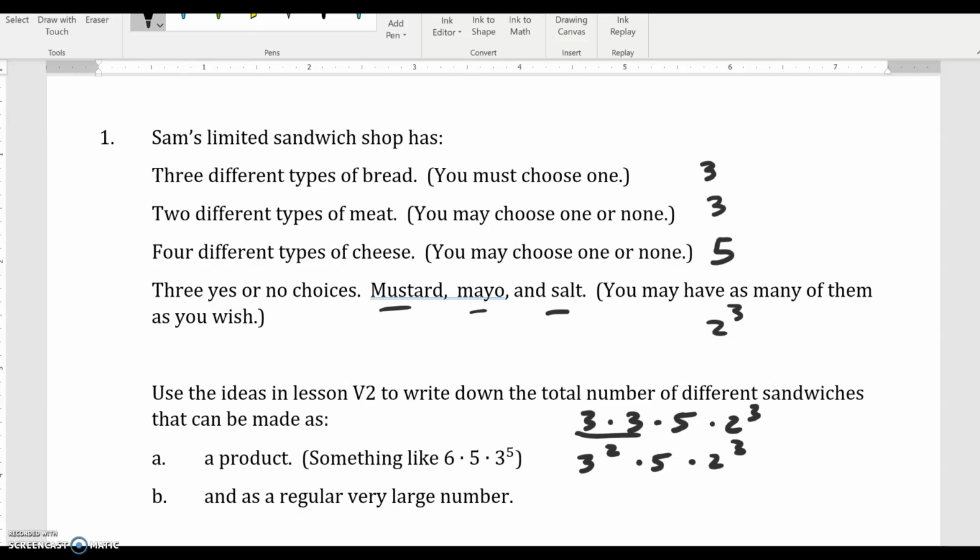Now we're supposed to multiply it all out. We could use Wolfram Alpha or a calculator to multiply it out, but this is small enough that maybe we can multiply it out on our own. So this is the answer to part A, and part B would be 9 times 5 times 8, and 8 times 5 is 40 times 9 is 360. So this is our good friend 360.